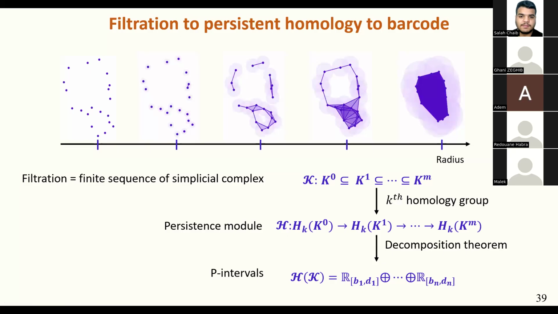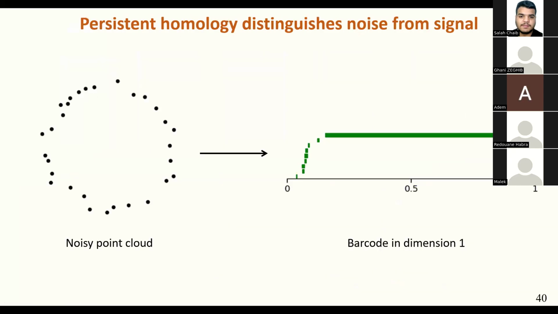So yeah, basically this is the persistent homology pipeline. And one particularity of persistent homology is that it can capture the real signal in the point cloud. So here, if we have a point cloud that is a little bit noisy, the noise will be represented by short intervals, and the large intervals will represent real signal. Like here, we have very short intervals that represent the fact that this point cloud is not a perfect circle, but a noisy circle.